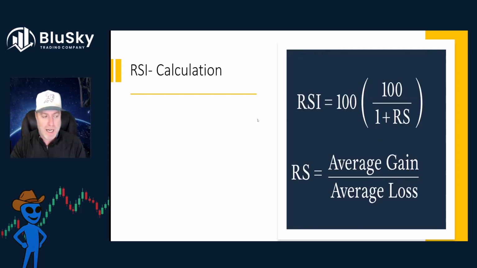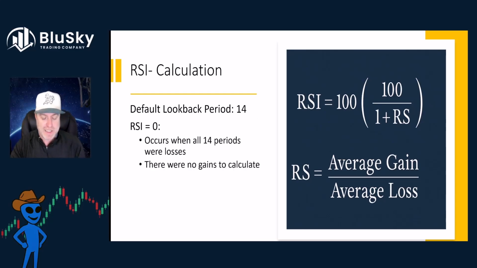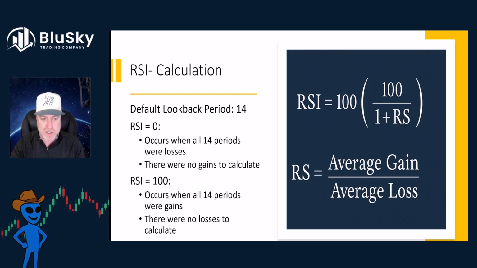Now, the calculation of RSI is not as important as the calculation of MACD, but I still want you to understand it. RSI calculates the last 14 trading sessions, the last 14 candles, the last 14 bars, the last 14 periods you're looking at on the chart. So if you're looking at a 5-minute chart, it tracks the last 14 5-minute candles. You're looking at a daily chart, it tracks the last 14 daily candles. Same thing on the weekly. It tracks 14 data points.